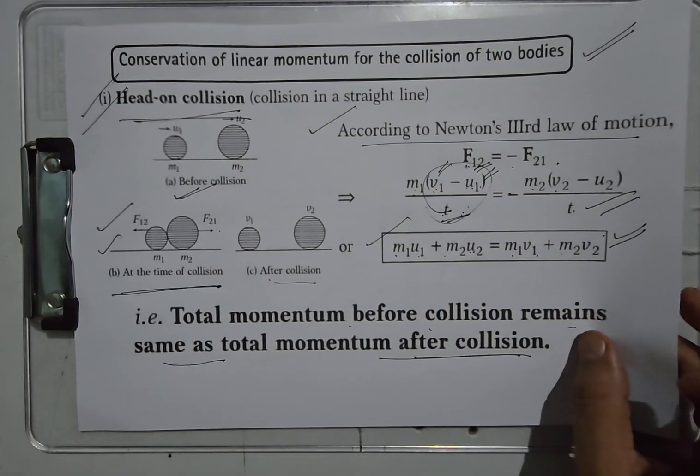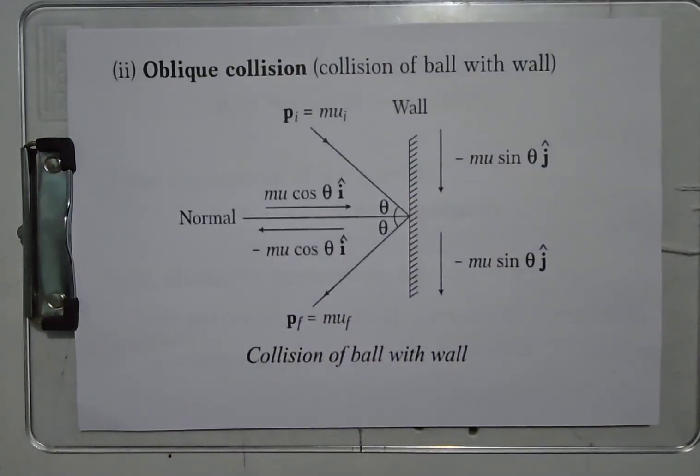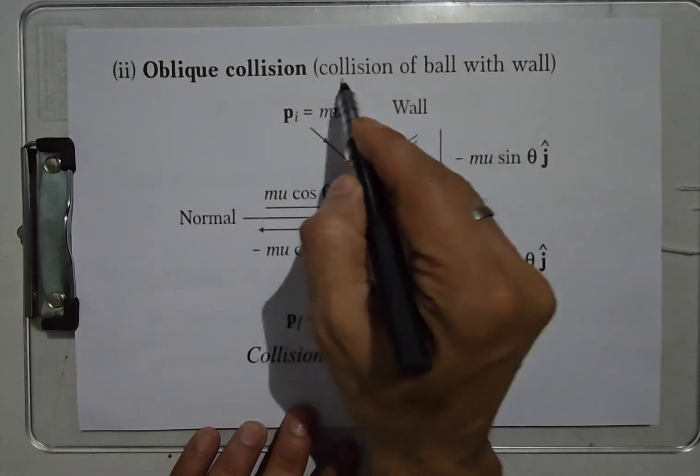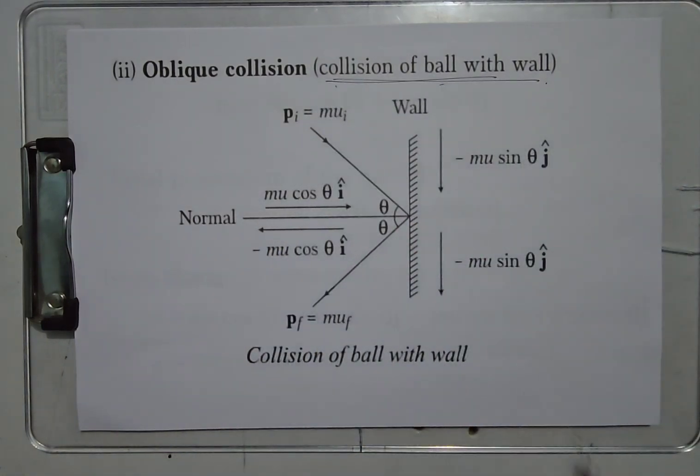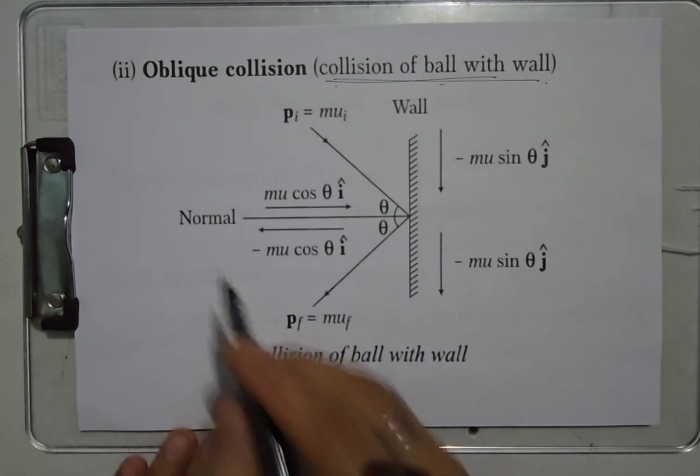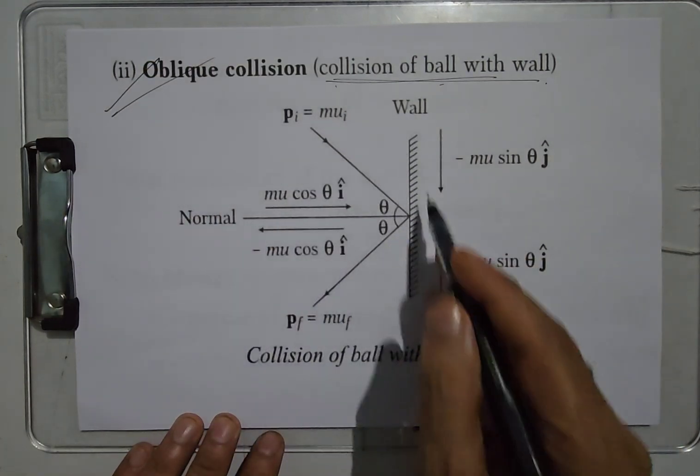This is for head on collision, I just told you. Now oblique collision. What is oblique collision? A simple example is the collision of ball with ball. Or, if you throw a ball at a wall, the ball that hits the wall is an oblique collision. So what is happening here? There is an oblique collision of a ball with the wall.